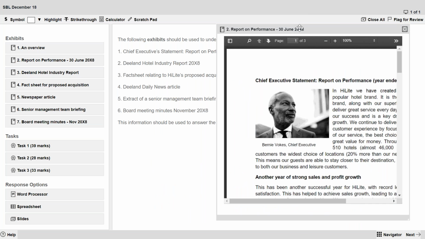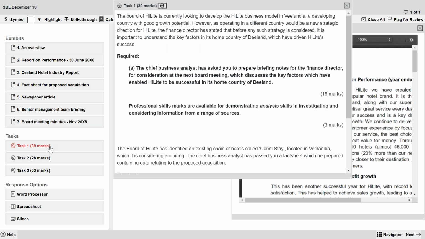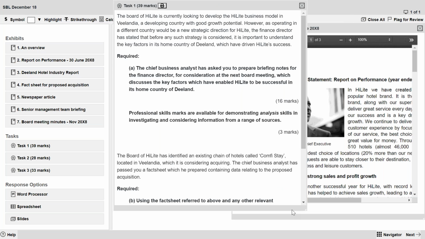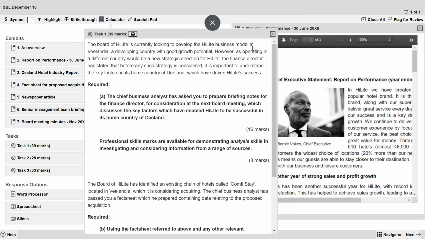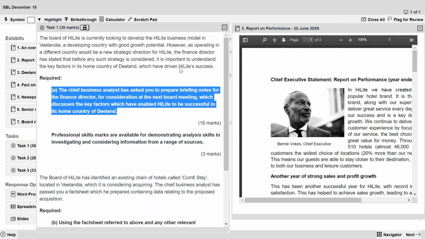All right, and then I will also open the question task. Let me click on task. It will open another window. Now again I will just resize it a bit, and I can bring it here and put it here. So now I can read the requirement on one side and I can read the exhibit on the other side.